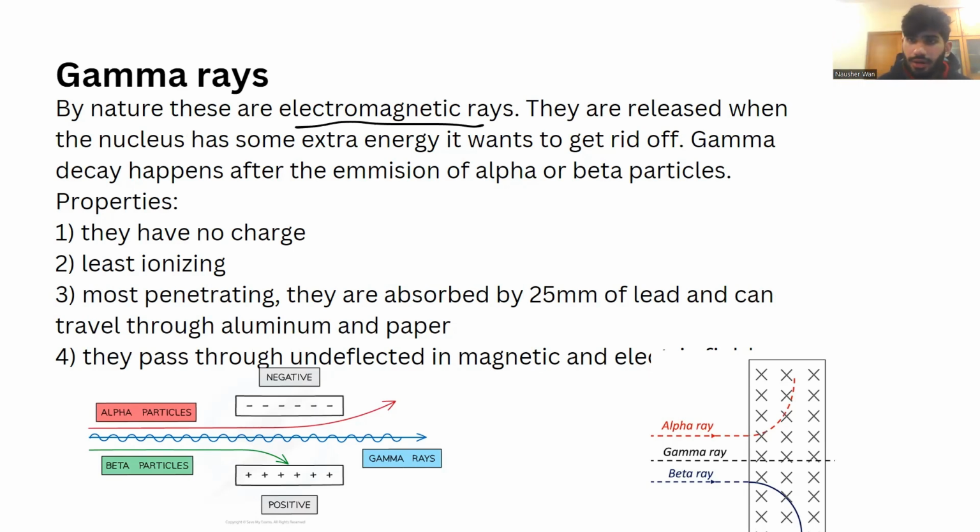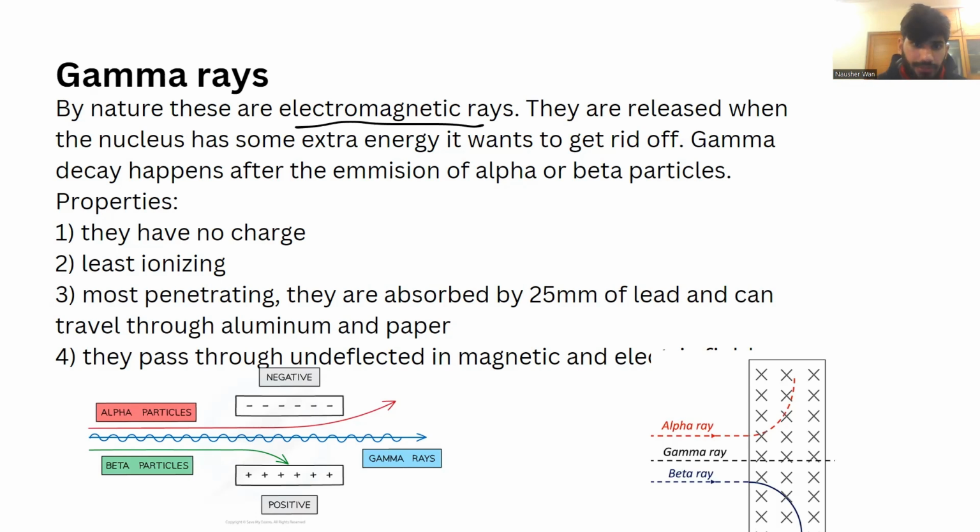Now, gamma decay often happens after the emission of alpha or beta particles. So after your alpha or beta particles have left a certain nucleus, you oftentimes also get some gamma rays leaving from them as well. Now, gamma rays have a few properties as well. Firstly, they have no charge on them, since they're simply electromagnetic rays. Secondly, they are very bad at ionizing particles.